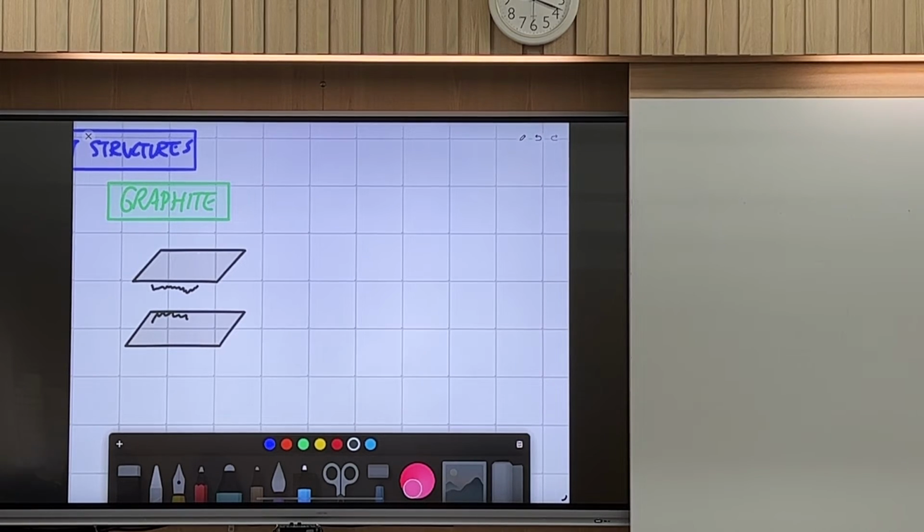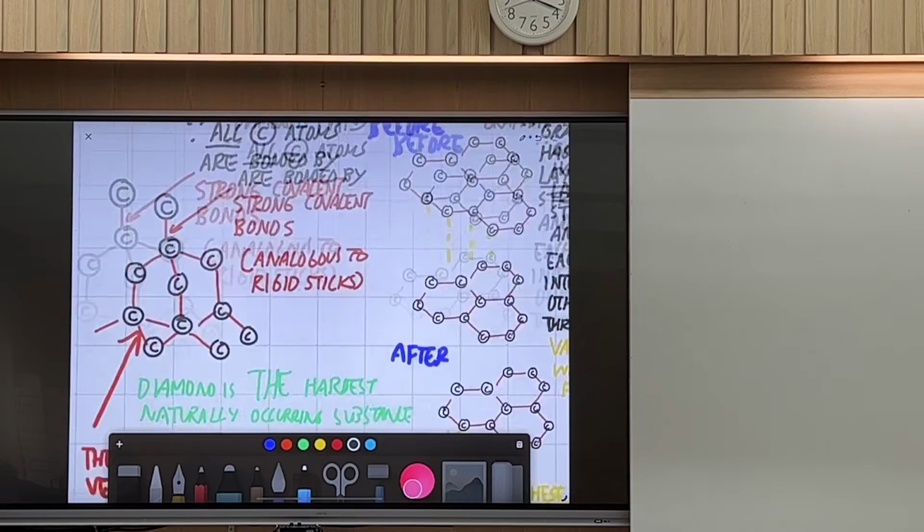But what is the solution? What if I want to reduce the friction between two layers? Easy. You just take a spray can, spray graphite onto both layers. And do you remember what is the force that holds graphite layers together called?